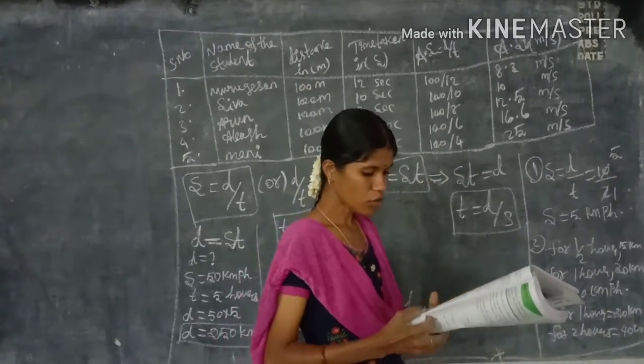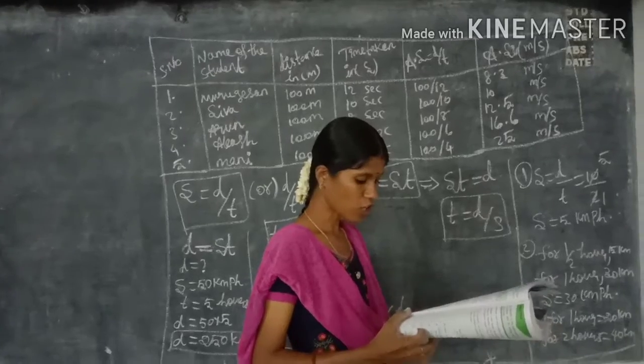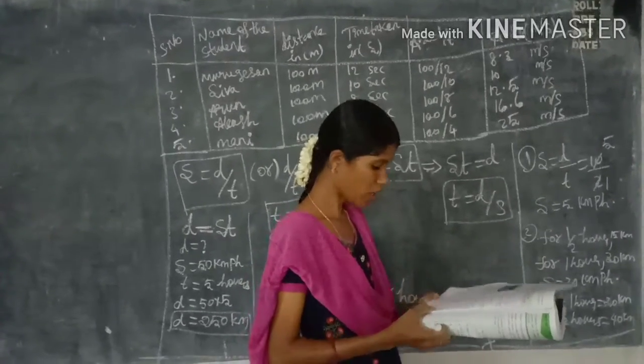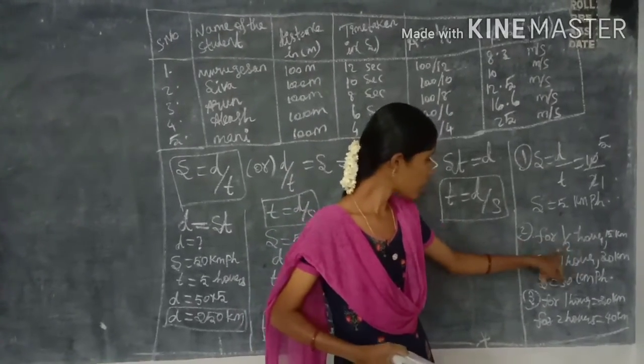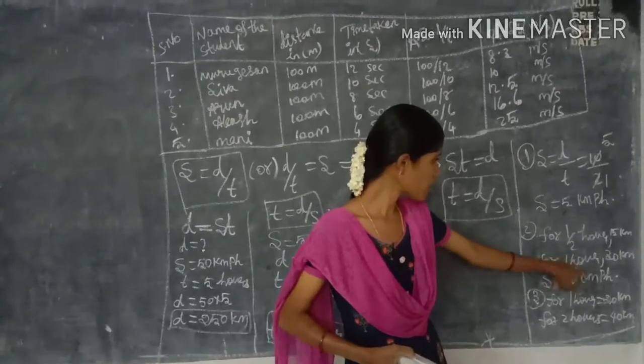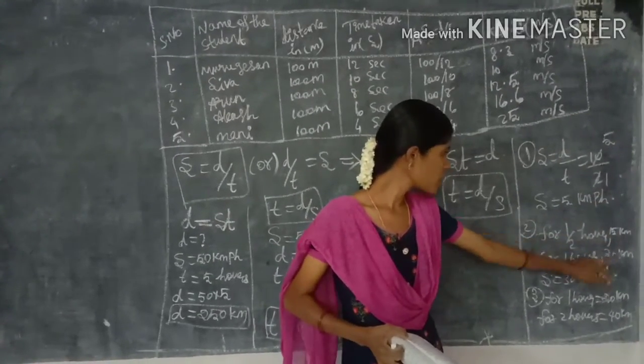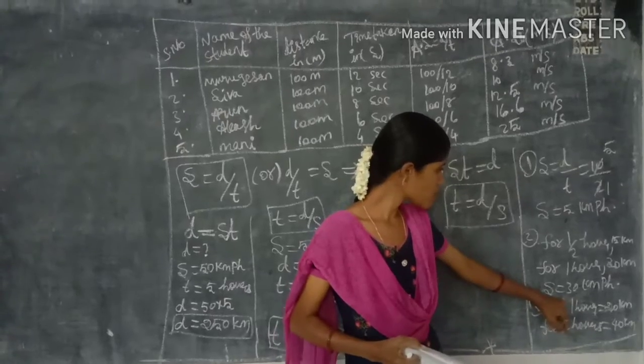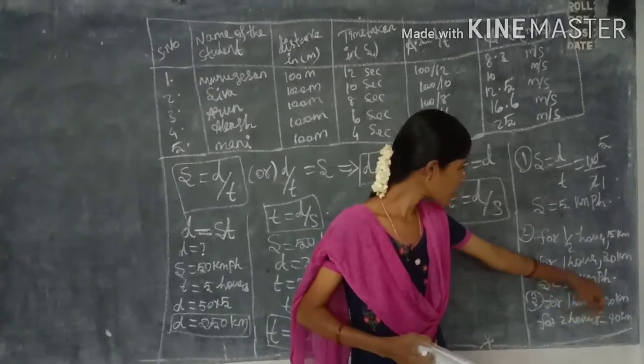Then: if you travel 50 kilometer in half an hour, you would travel dash kilometer in 1 hour. 50 kilometer in half an hour, so for 1 hour, 50 plus 50 is 100. Okay, so the speed is 100 kilometer per hour.